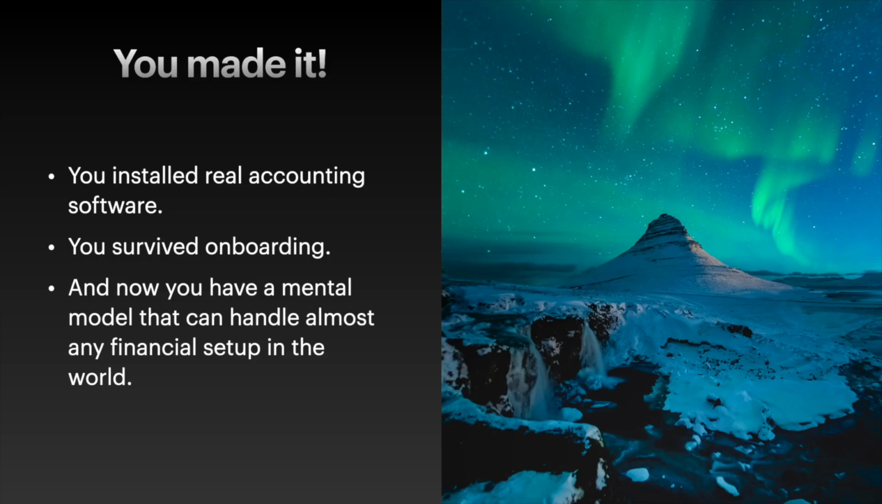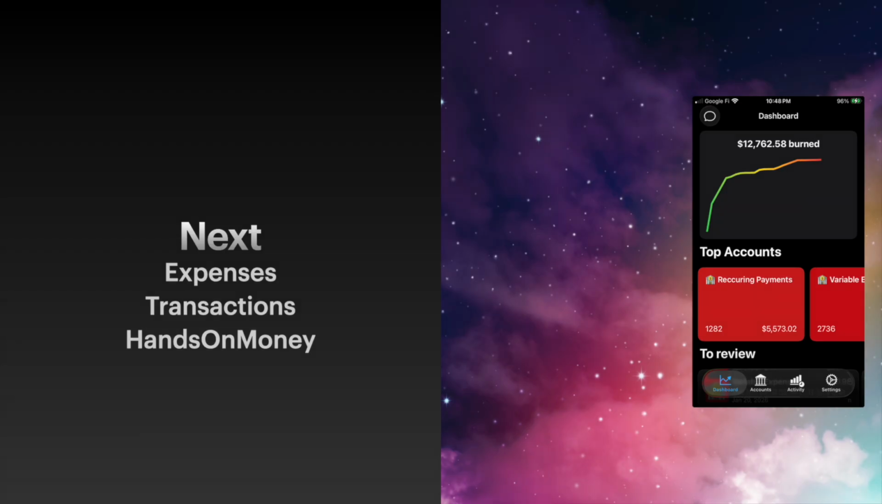For those of you who survived until this point, I know it was hard. But let's quickly sum up what you've learned today. You installed accounting software, you survived onboarding, and now you have a mental model that can handle almost any financial setup in the world. Yes, even credit card points or Bitcoin. In the next videos, we'll create expense categories, learn how to record transactions, and how to hook it up with iOS application. Let me know if this was helpful for you, and stay tuned.